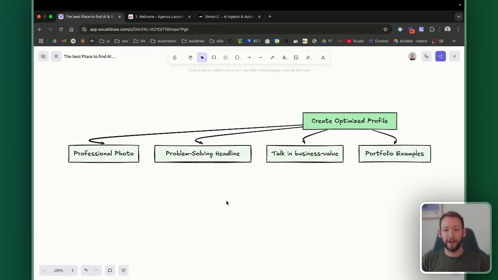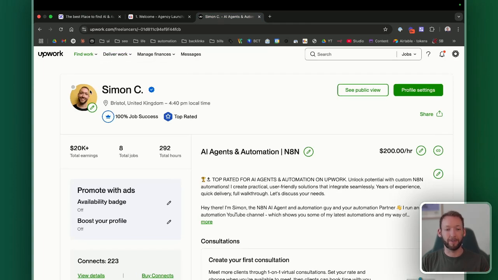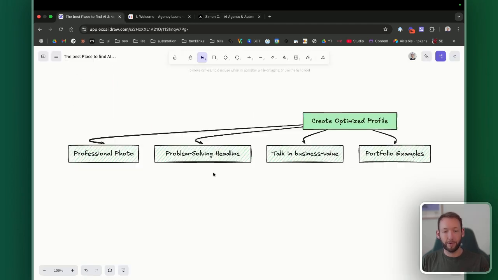So the first is around creating an optimized profile. There are some key headings here that we cover in thorough detail in the community. But first of all, it sounds silly, but so many people on Upwork don't have a professional photo. Now, it doesn't have to be you in a suit. But if you check out my photo here, for example, it's a clear photo of me smiling with a bright background, good lighting. You need to set up your profile to focus only on business value, i.e. the outcomes that you've delivered, instead of the technical solutions.